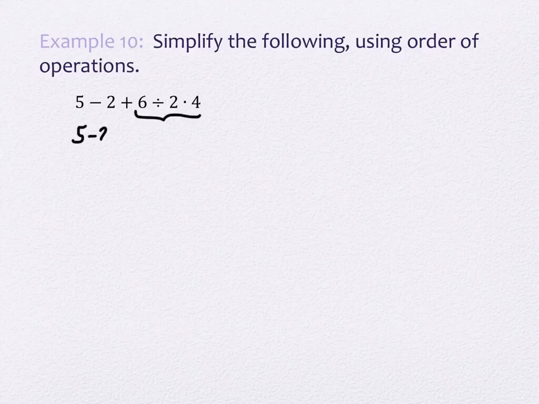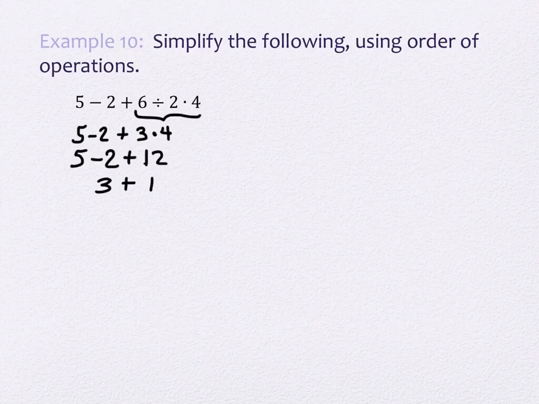So this is 5 minus 2 plus, what's 6 divided by 2? 3, and then I have 3 times 4. So the next step is that 3 times 4 is 12. And now at this point I'm left with addition and subtraction, but I move from left to right. So the first thing I would do is 5 minus 2, which is 3, and then I do 3 plus 12, which is 15.